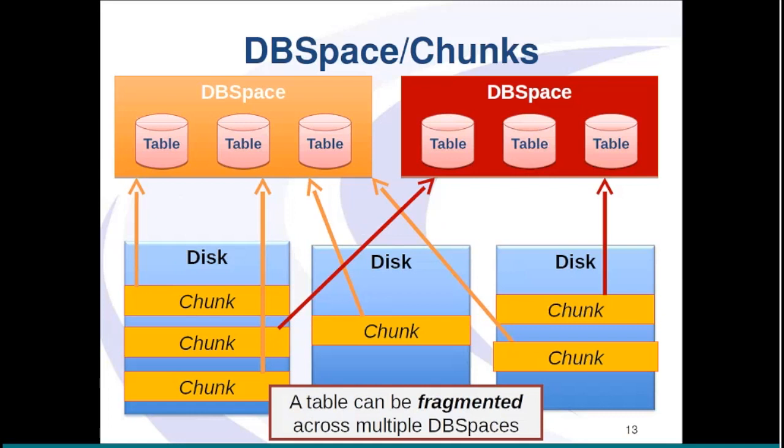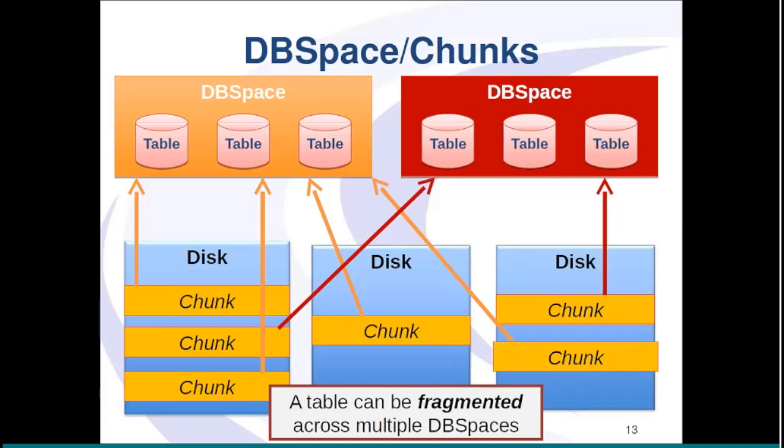And then the tables live inside the DB space or across several. As the note says, a table can be fragmented, so you can have a single table living in multiple DB spaces, on multiple chunks, on multiple disks, so it allows you to spread the load. You can also keep it very simple: one chunk, one DB space, one table. You can make it as complex as you want. There's a great deal of ability to grow.